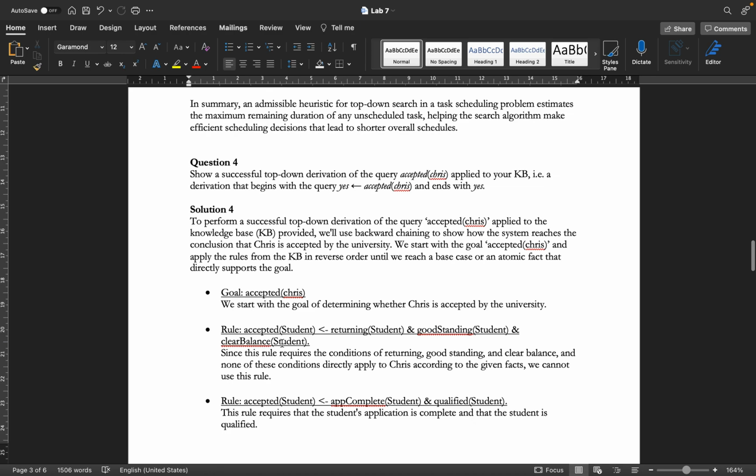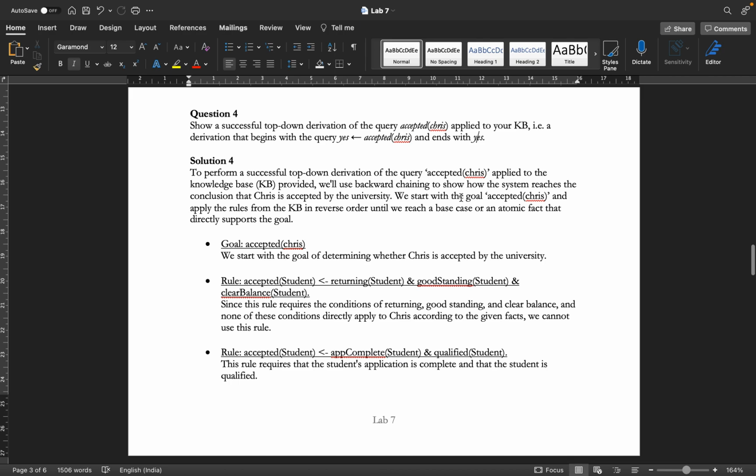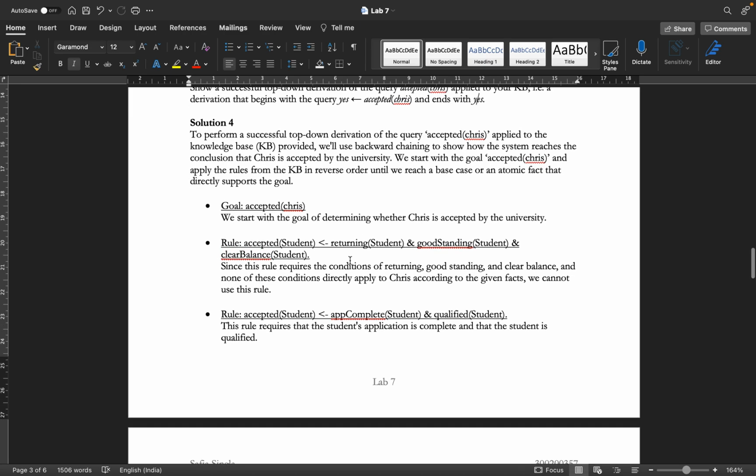Now, the next question. We were given a knowledge base, and we were supposed to find out if Chris has been accepted into a university. So our goal at this point is to check if Chris has been accepted. We have two rules to check that. First, if he's a returning student, in good academic standing, and his previous balance or any remaining fees have been cleared. Chris is not a returning student, so he is not applicable to this rule.